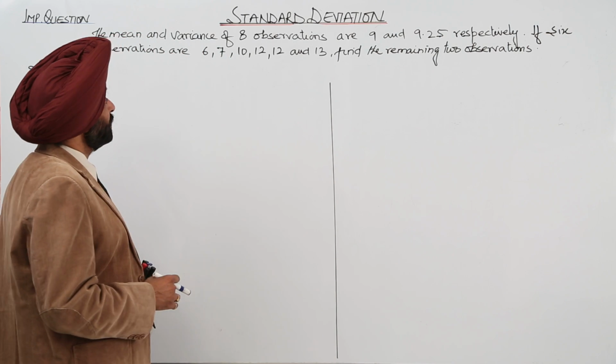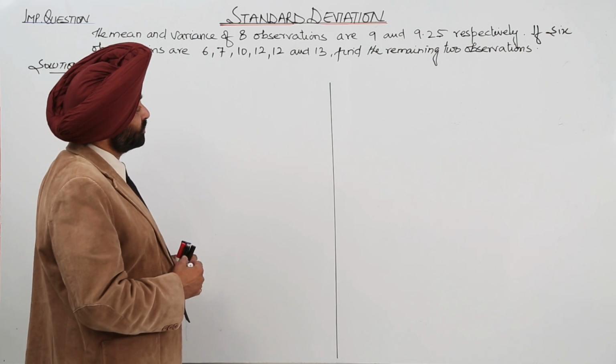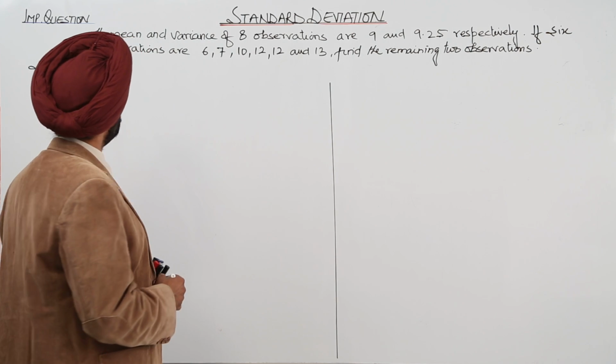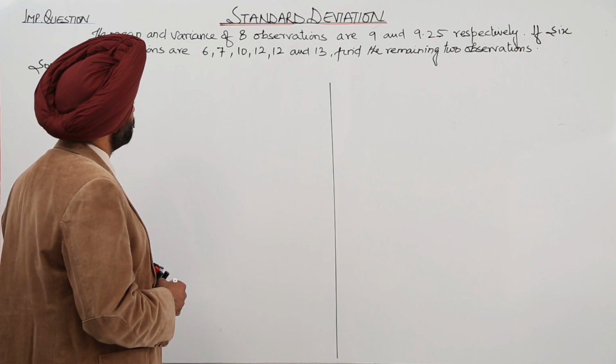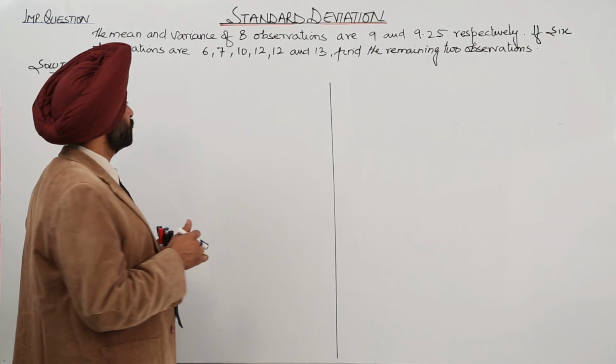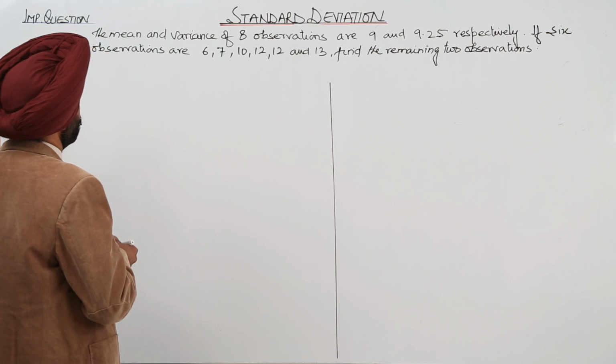Now the mean and variance of 8 observations are 9 and 9.25. If 6 observations are 6, 7, 10, 12, 12 and 13, we have to find the remaining 2 observations. Okay, now total observations are how much? 8.